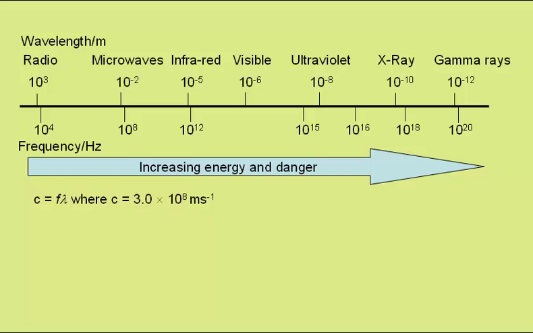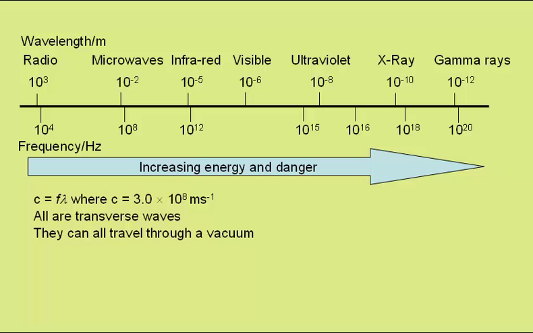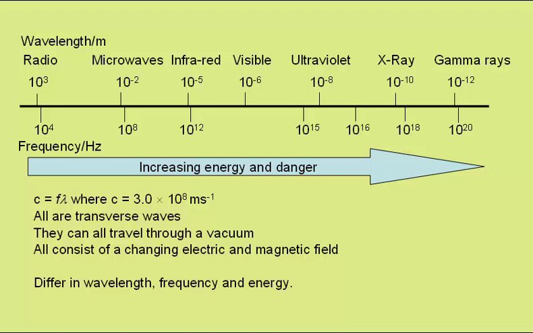As well as travelling at the same speed, all the members of the electromagnetic spectrum have other similarities. They're all transverse waves. They can all travel through a vacuum, and they all consist of a changing electric and magnetic field. They differ only in wavelength, frequency, and energy.